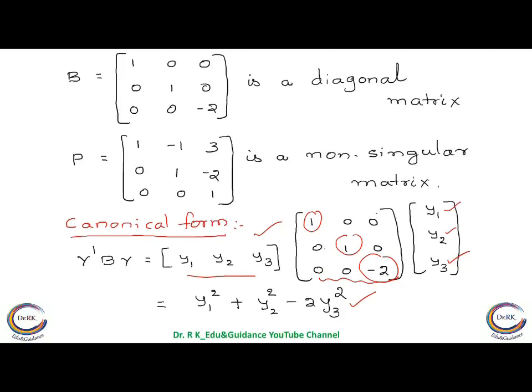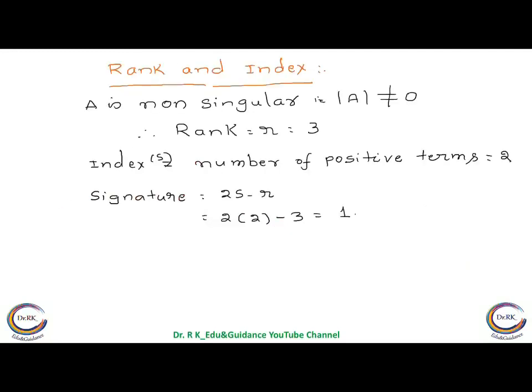That means nature: we have to find rank and index, and based on that we'll comment whether it is positive definite, semi-definite, etc. But the basic concept is this: converting the given quadratic form into sum of squares form, or canonical form. Once we have this, it is very simple. A is non-singular, and the number of terms in the canonical form is 3, therefore rank is 3.